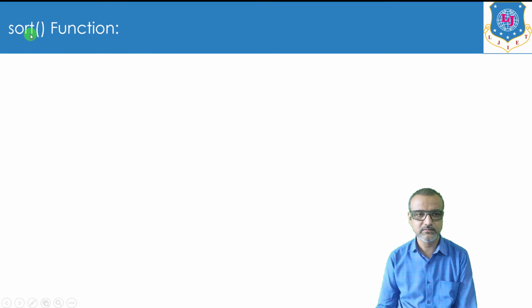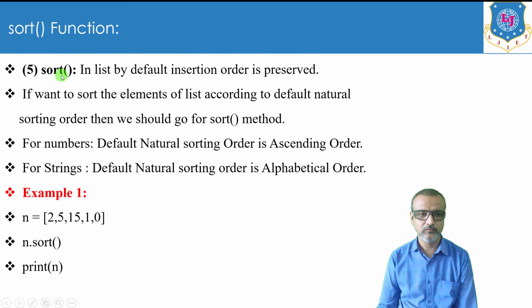Now we will see this last function, that is sort function. Now what will this sort function do? In list by default insertion order is preserved. If we want to sort the elements of list according to default natural sorting order, then we should go for sort method. For numbers, default natural sorting order is ascending order, and for string, default natural sorting order is alphabetical order.